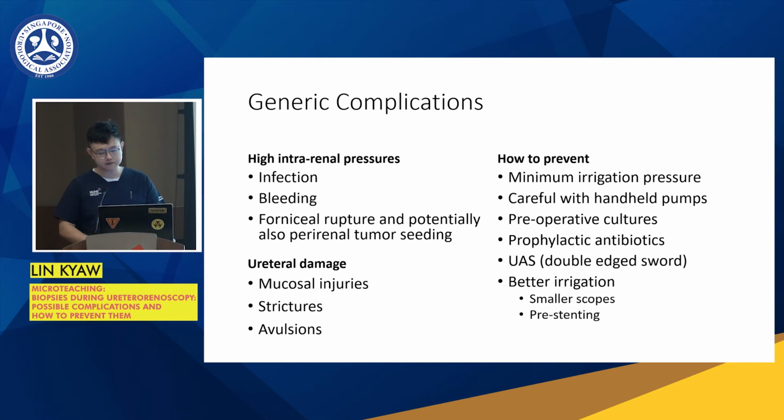But with the advancement of technology, we know that we are coming out with smaller scopes. All these can help with irrigation, and in some selected cases, maybe pre-stenting can be a good idea to try and minimize all these generic complications with regards to URS biopsies.